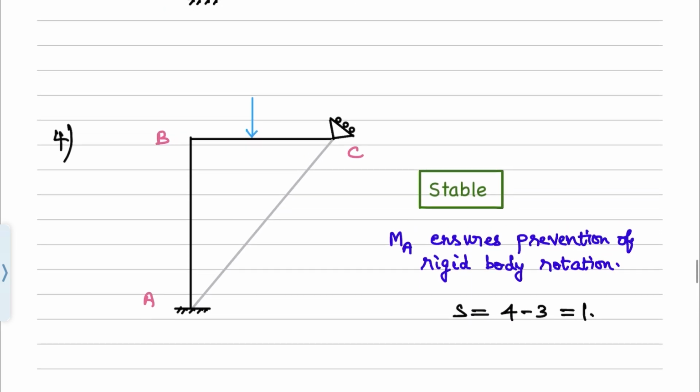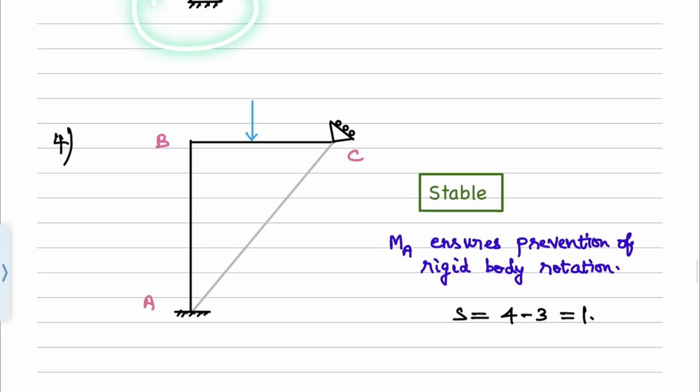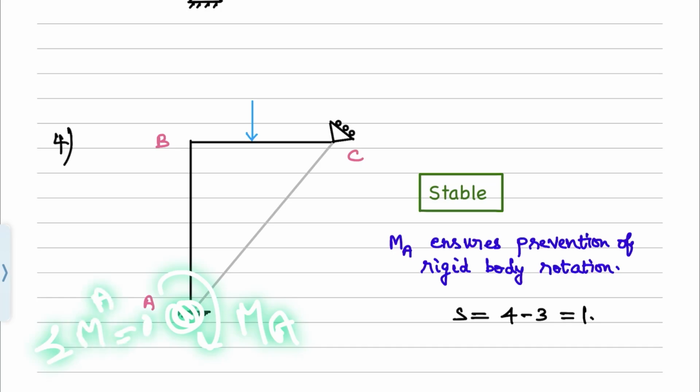However, in this case, if I replace this pin support with a fixed support, I have this reactive component MA. Now if I want to establish summation of moment about the joint A equals 0, it is met. Why? Because this particular load will be there and also this reactive component will be there. The summation of that can be equal to 0. So MA ensures prevention of rigid body rotation in this case and hence it is stable. So this is stable. Then what is the next step?